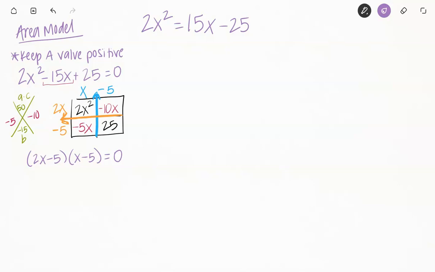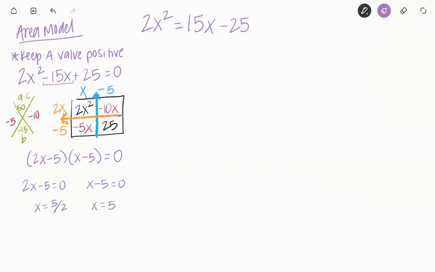All right, and then to actually solve, because our whole goal was to originally solve, 2x minus 5 equals 0, x minus 5 equals 0. Add the 5 over, and you end up getting x equals 5 halves, and x equals positive 5.